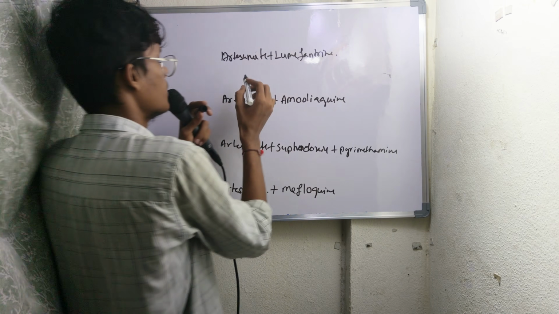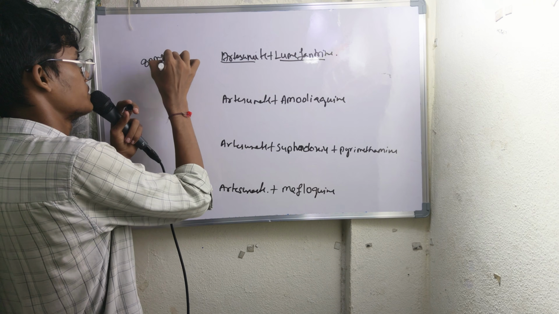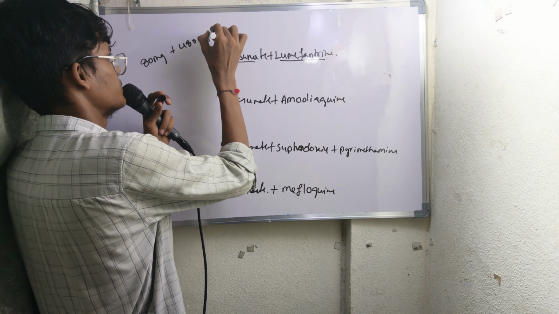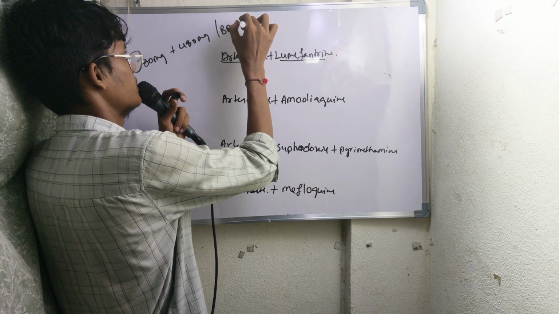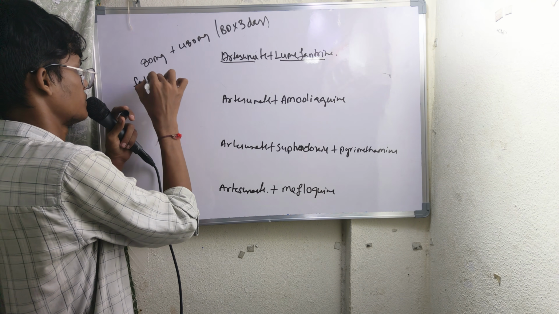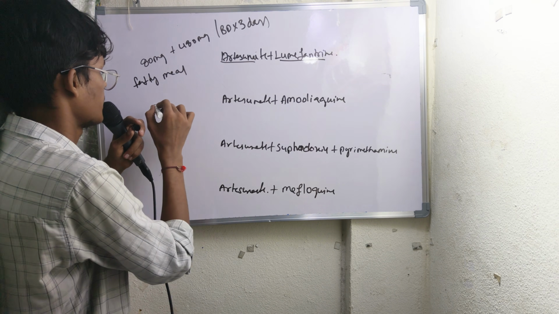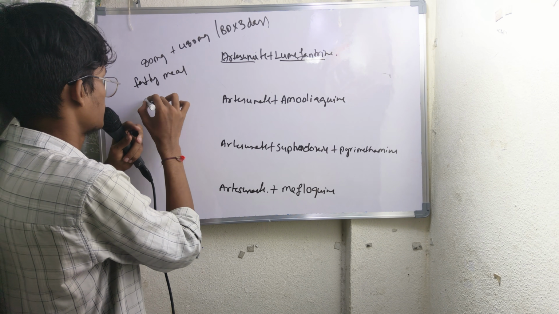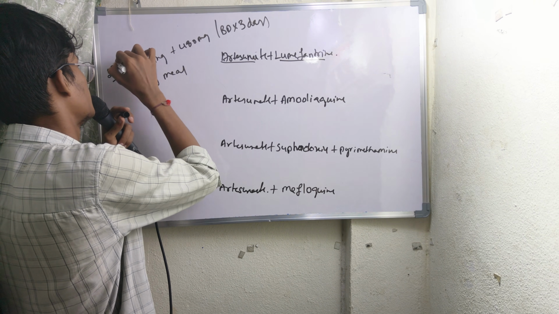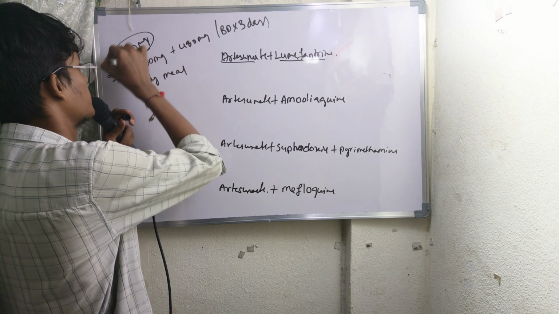lumefantrine. Here the dosage is artesunate 80 mg plus lumefantrine 480 mg BD for 3 days. Here the patient should be advised to take it with a fatty meal. Why? There will be better absorption. And there is one more thing, the combination tablets will be coming with 20 mg artesunate plus 120 mg lumefantrine. This is the combination drug.